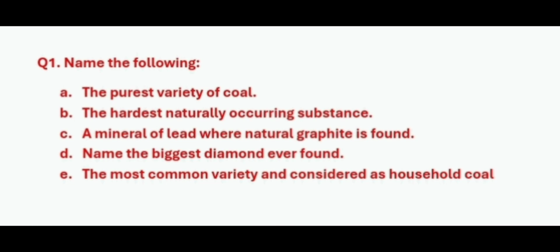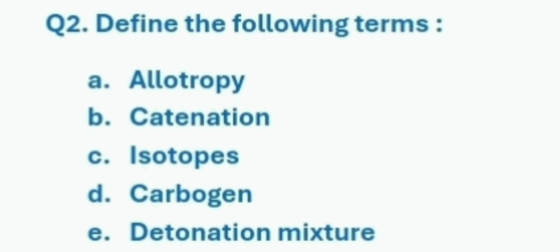Now, the first question that starts with is name the following. It consists of 5 different subparts numbered A to E. For each of these questions, you can supply your answer directly against the numbering from A with the answer, followed by B with the required answer, and so on. So you do not rewrite the sentences. Let's move on to question number 2.